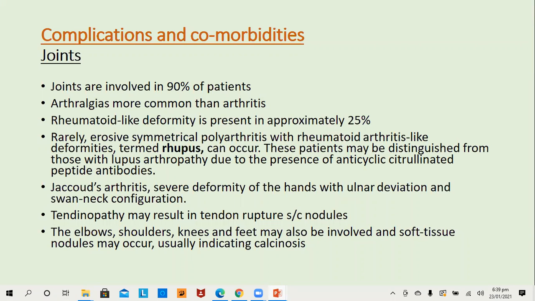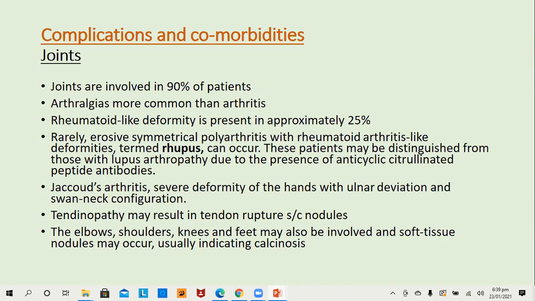Arthralgias are more common than arthritis. Rheumatoid-like deformities are present in 25% of the cases. Rarely, erosive symmetrical polyarthritis with rheumatoid arthritis-like deformities, which is called rupus, can occur. Rupus is a term which is used for symmetrical polyarthritis, which is similar to rheumatoid arthritis.